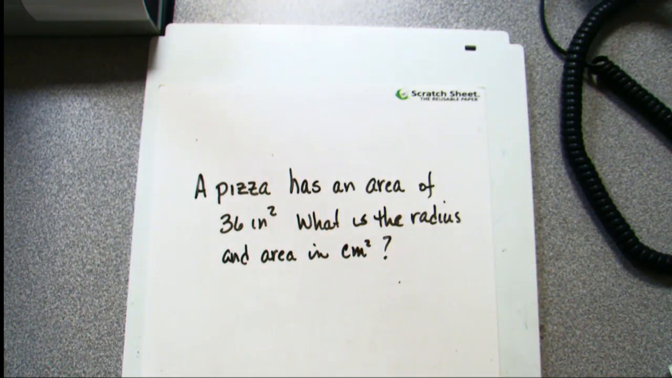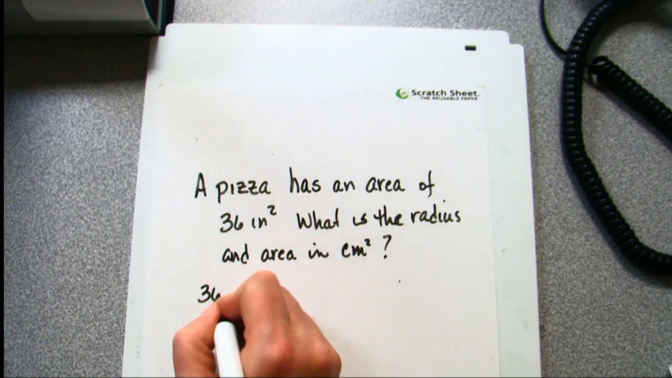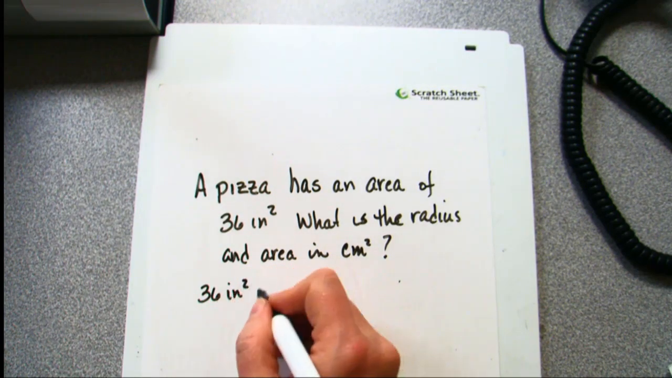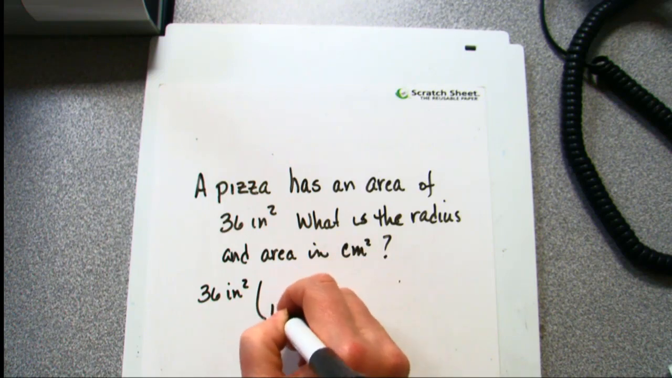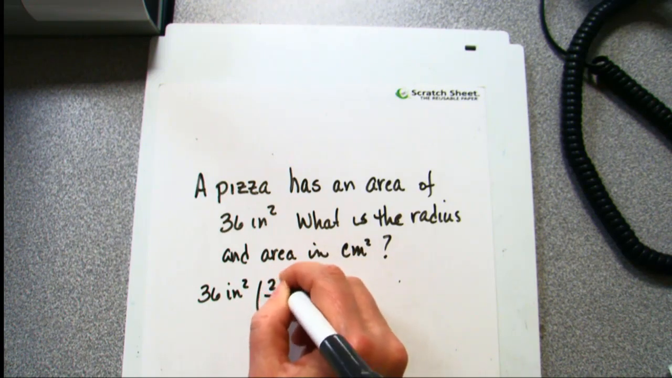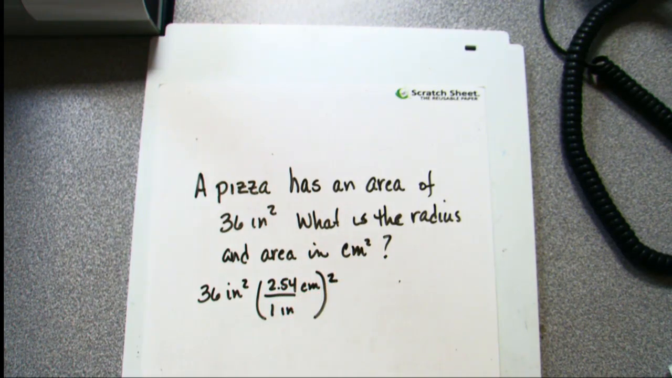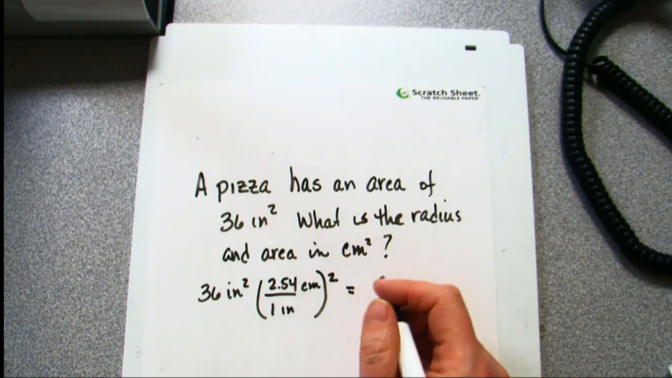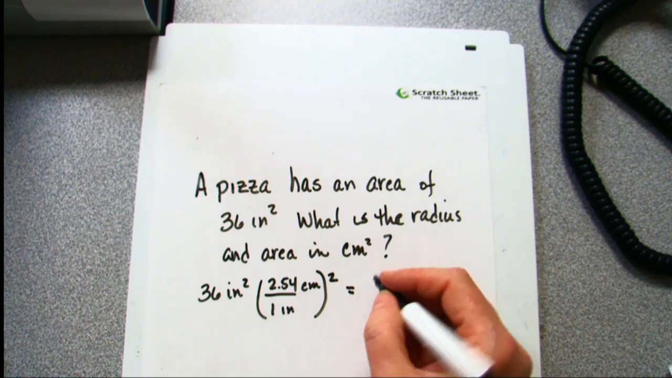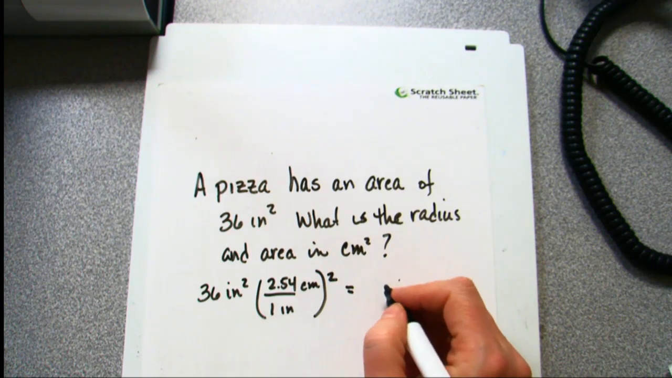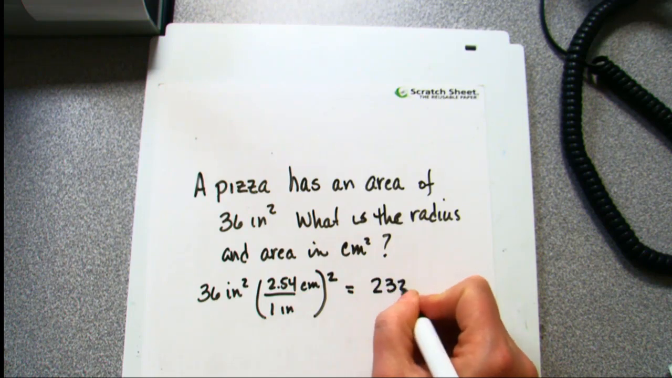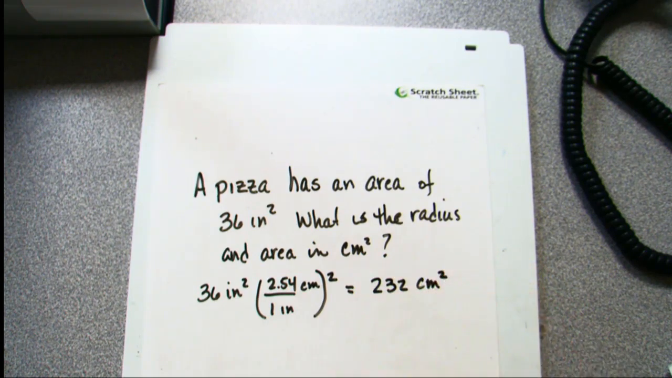Okay, there is no rhyme or reason as to why you do one or the other. I'm going to start with centimeters squared because it's easier, and we've just been talking about it. So I've got 36 inches squared. And we know that 1 inch is equal to 2.54 centimeters. I've got to make sure that I square it in order to get my units to come up correctly. So if I do that, I end up with 232 centimeters squared.